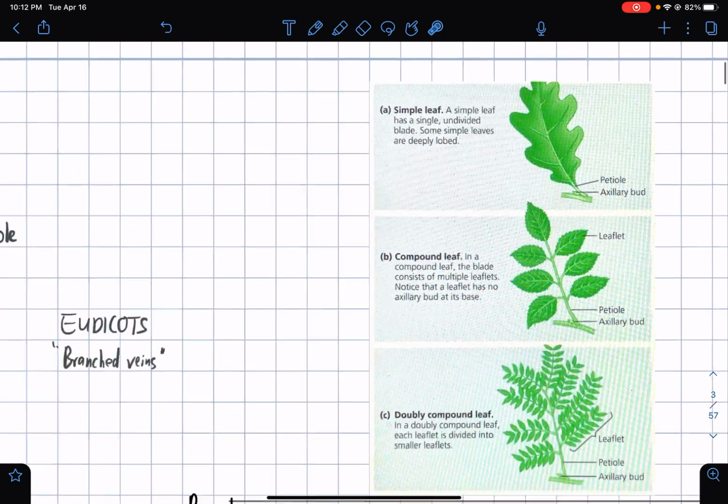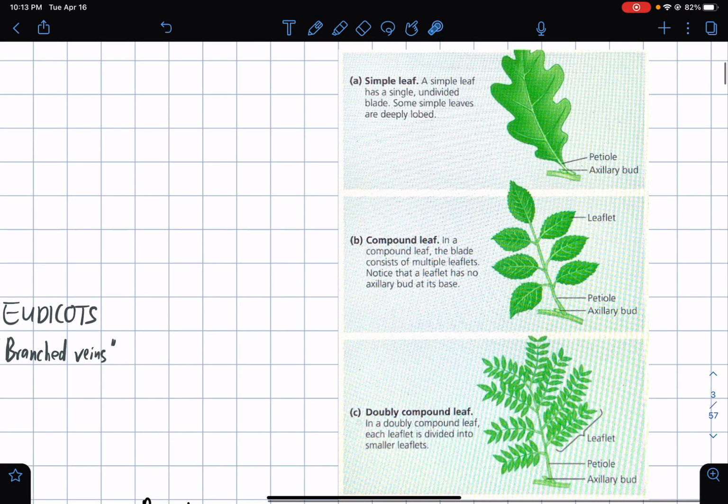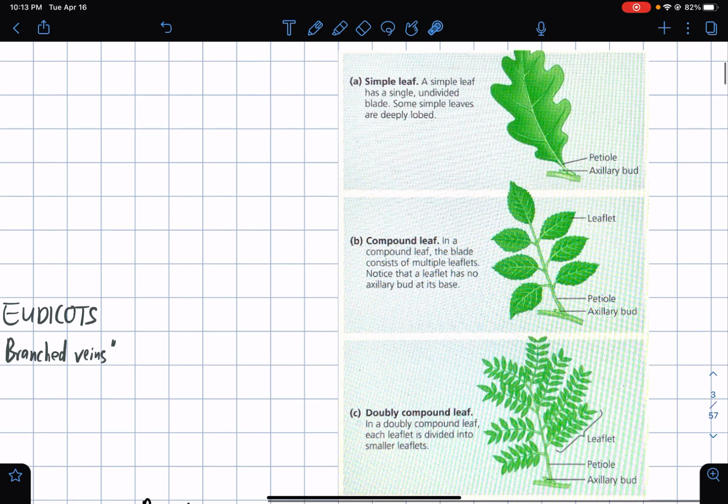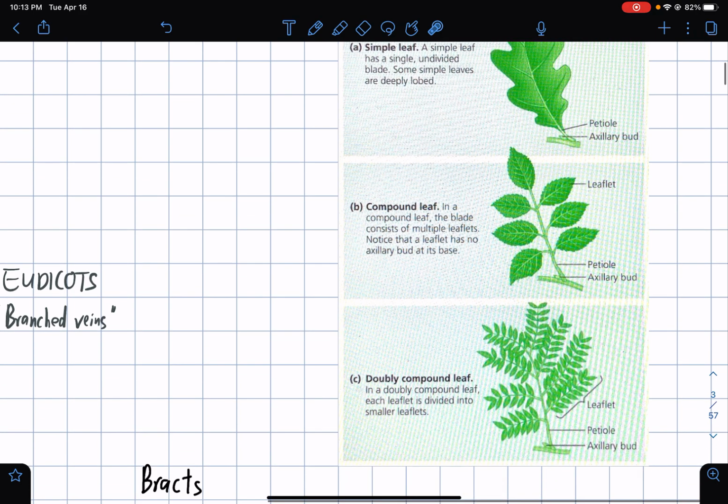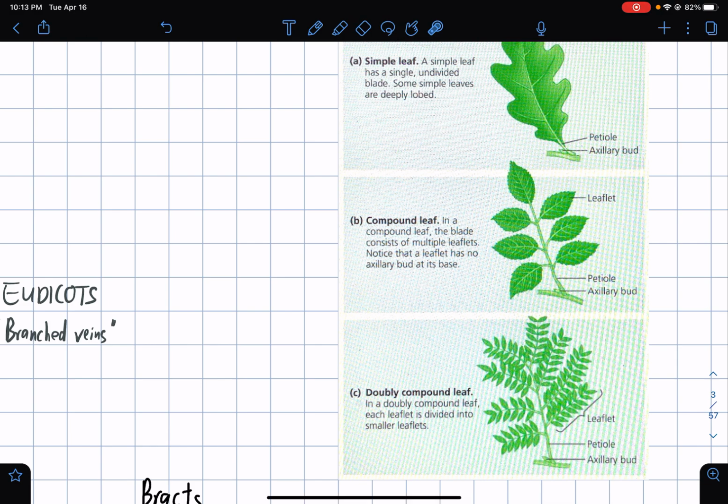Okay, about this, there are three kinds of leaves in terms of their usual number. We have simple leaf, compound leaf, and doubly compound leaf. For simple leaf, there's just one massive leaf. For compound, I believe this is peppermint. Is it? I'm not sure, but it looks like peppermint. Basically there is more than one leaf, but not as many as in a doubly compound specimen. And for doubly compound, it has the most leaves.